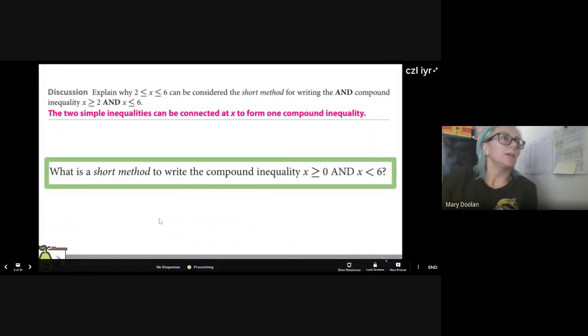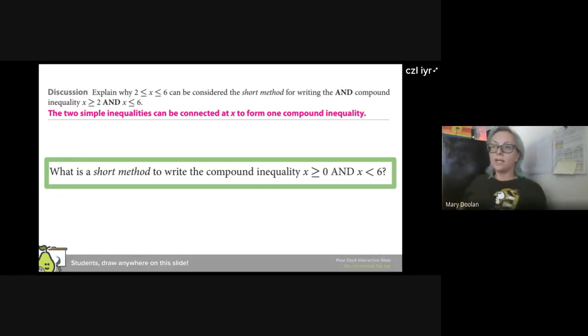Okay, so this is a Pear Deck interactive slide for you. Explain why 2 is less than or equal to x is less than or equal to 6 can be considered the short method for writing the "and" compound inequality of x is greater than or equal to 2 and x is less than or equal to 6. The two simple inequalities can be connected at x to form one compound inequality.